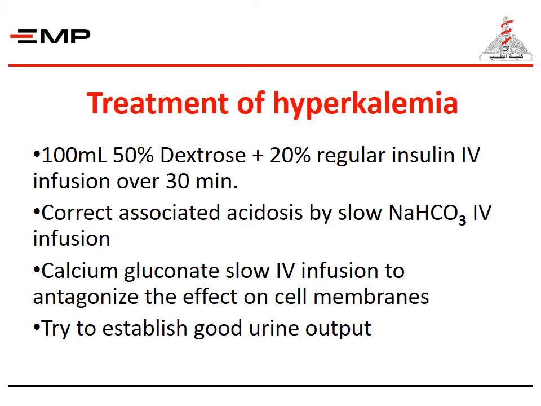The route of getting rid of excess potassium in the body is the kidney. If there is oliguria, for example, secondary to associated hypovolemia, correction of volume deficit and establishment of good urine output is crucial. If re-establishment of urine output is not possible, dialysis will be needed.